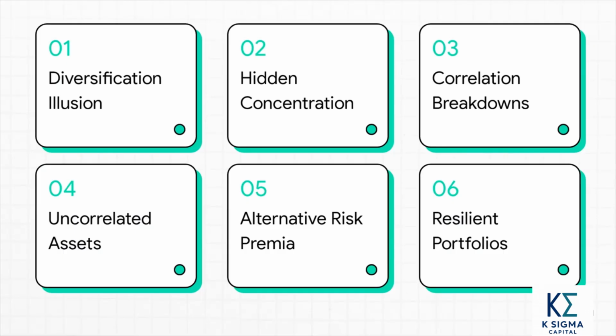Here's our roadmap for today. We're going to uncover the diversification illusion, expose those hidden concentration risks, look at what happens when correlations break down, introduce the power of uncorrelated assets, demystify alternative risk premia, and finally, build out a resilient portfolio blueprint.